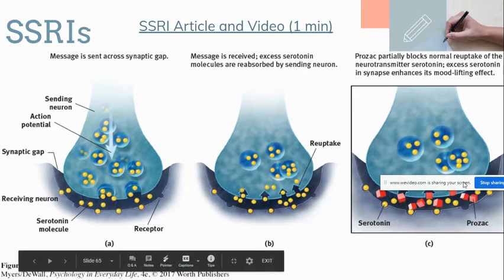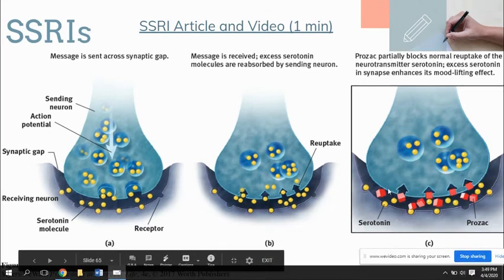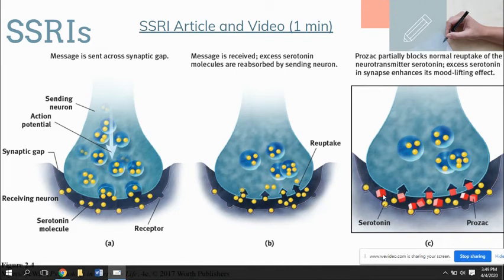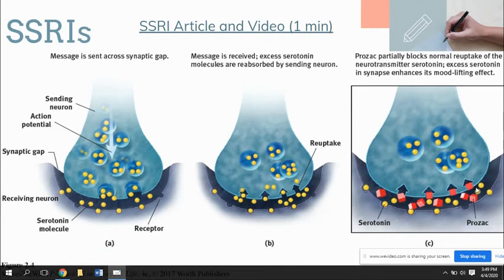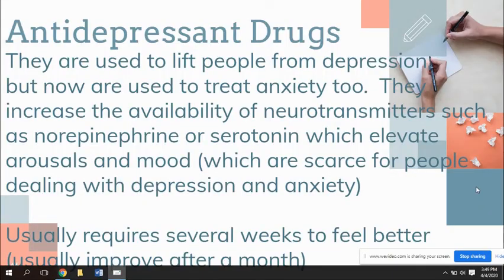So what happens is the medicine goes down here, and the medicine blocks it from going back up into the axon. So the serotonin has to go into the new dendrite, or it has to stay in the space. So that means there's more serotonin. The more serotonin, the more the mood goes up, gets the person out of depression. And I think that's what I just explained here.